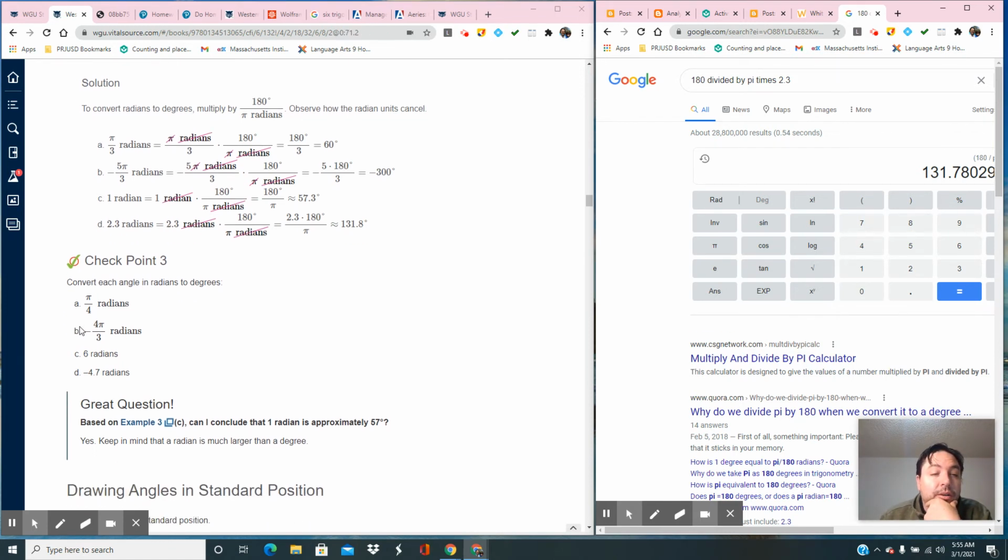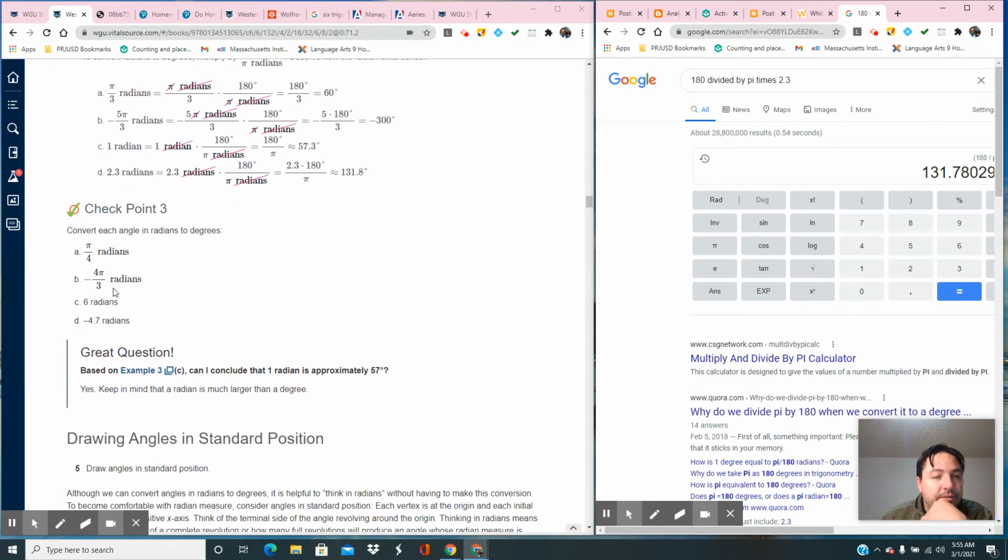Here, we want the pi to go away. And then we got the 180 times negative 4 pi over 3. So 180 divided by 3 is 60, and then 60 times 4 is 240, so we got negative 240 degrees there. See how that works?